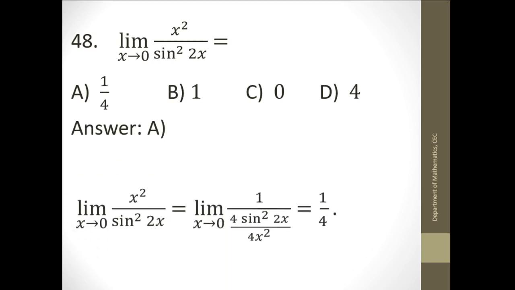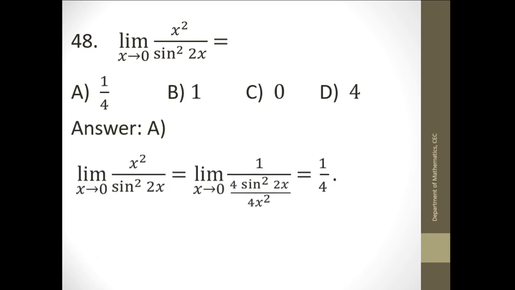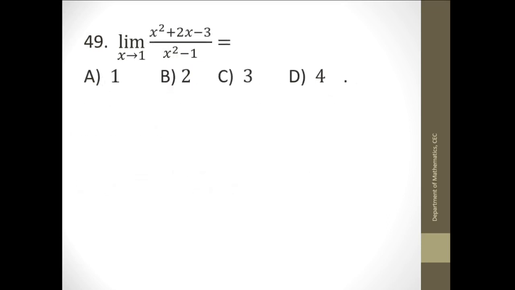Sin theta by theta, you convert. So 1 by 4 into sin square 2x by 4x square. Why is 4x square required? 2x whole square. Sin square theta by theta square, its limit is 1. As x tends to 0, theta tends to 0. Therefore 2x whole square is 4x square. 4 is not there, so multiply and divide by 4. Sin square theta by theta square is 1. 1 by 4 remains. Answer is 1 by 4. That is A. Next question.